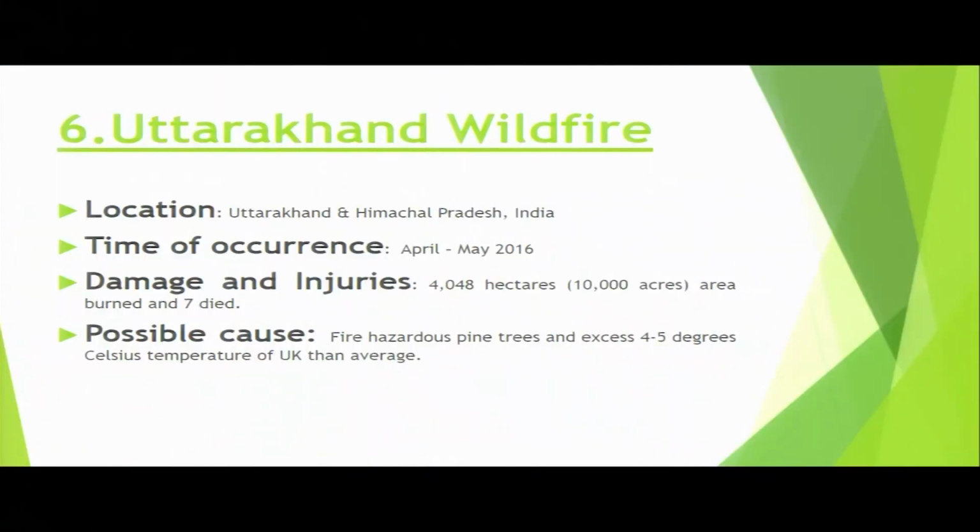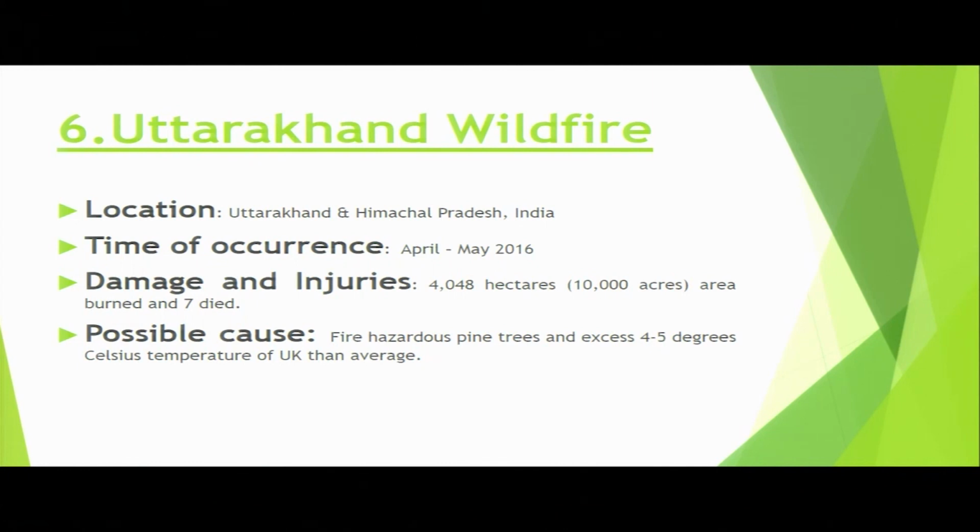So that was the Mendocino Complex fire, and you can see how this fire has destroyed the Northern Californian region. So now we move to the other hazard. The same kind of wildfire broke out in the Uttarakhand region of India and also in Himachal Pradesh. The time of occurrence was April to May, meaning the same season.